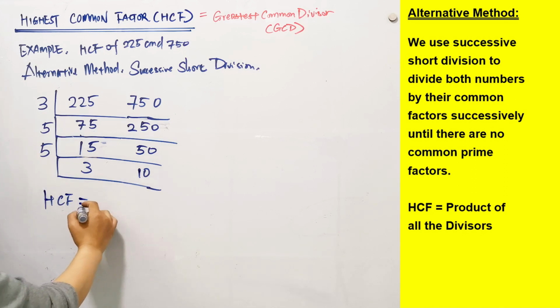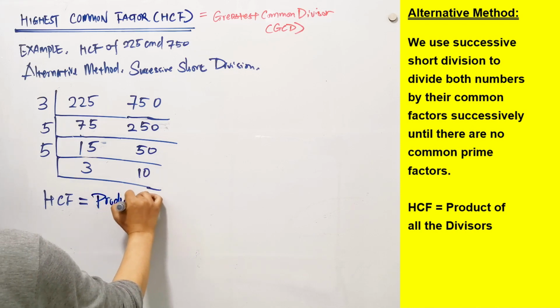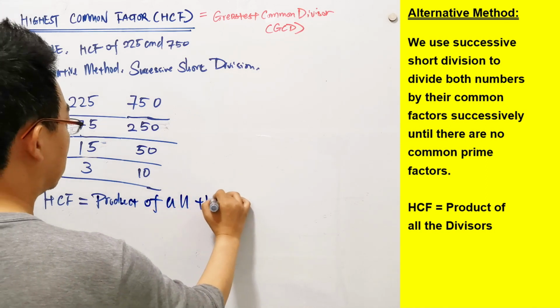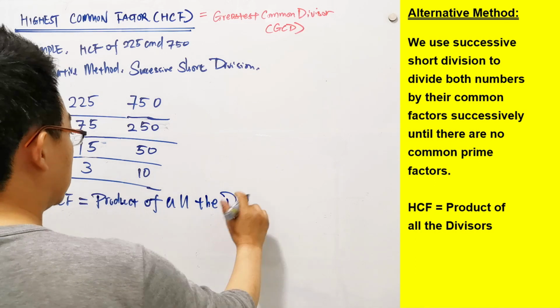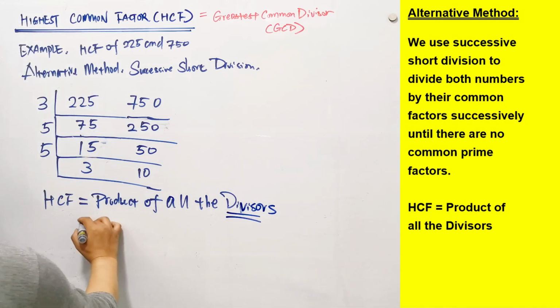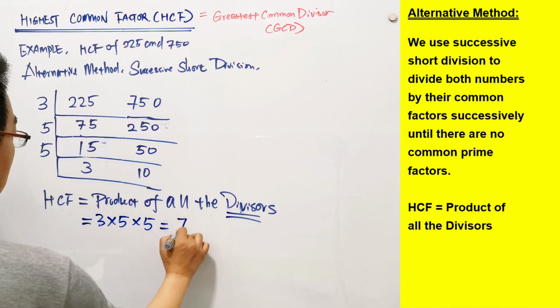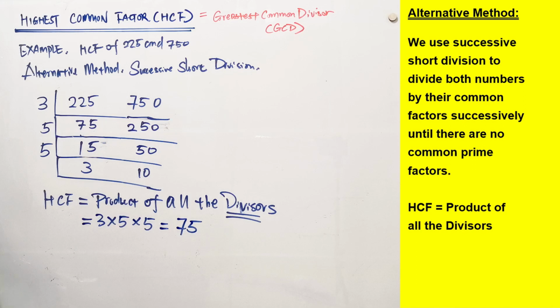So in this case, the HCF is the product of all the divisors. In this case, what is it? 3 times 5 times 5 equals 75. We get the same answer, right? This is the alternative method. That's good, right? So let's move on to the next example.